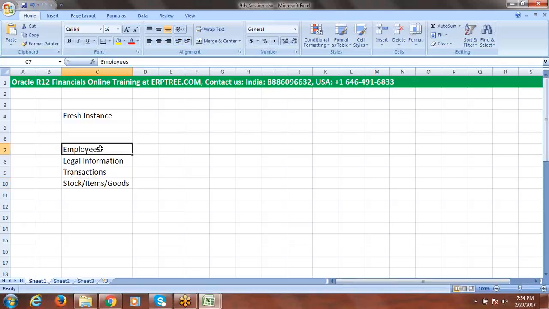To maintain employee information, not only employee information but employee related information, we'll see at detail level, but just to understand this point, we'll take it as just employee information.